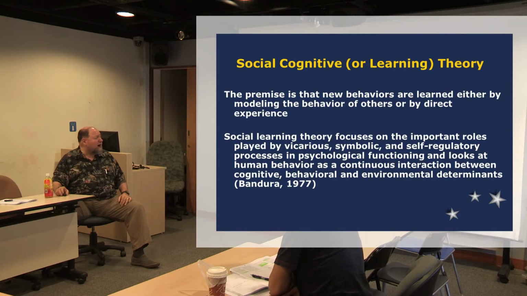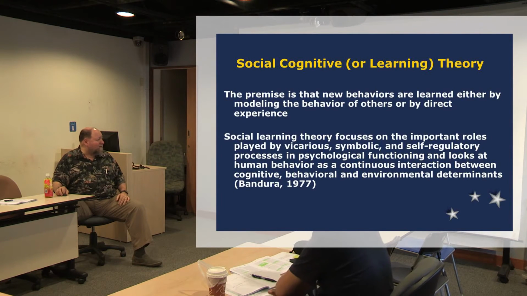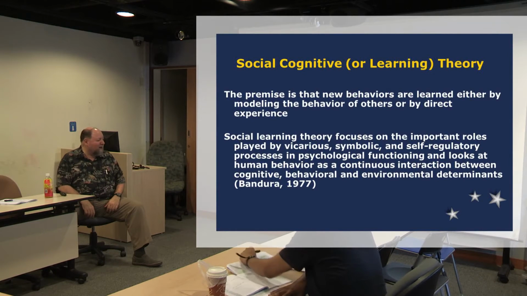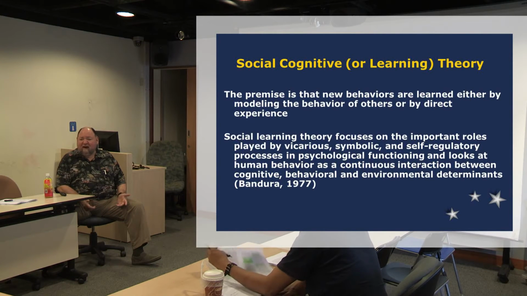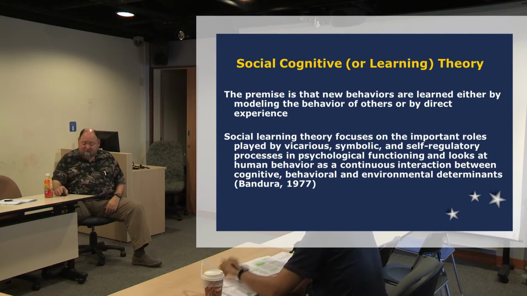Sometimes this is called the social cognitive learning theory. The premise is that new behaviors are learned either by modeling the behavior of others or by direct experience. Social learning theory focuses on the important roles played by vicarious, symbolic, self-regulatory processes in psychological functioning. It looks at human behavior as a continuous interaction between cognitive, behavioral, and environmental determinants. Mostly what it is trying to do is get people to change the way they think about themselves and their situation, and encourage them to have a sense of confidence that they can accomplish their goals.